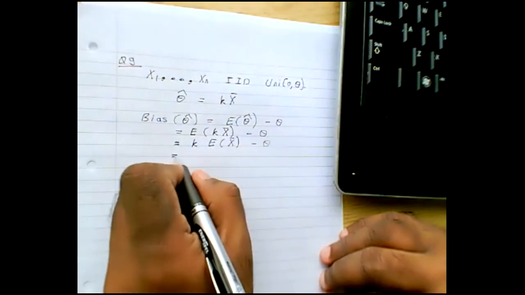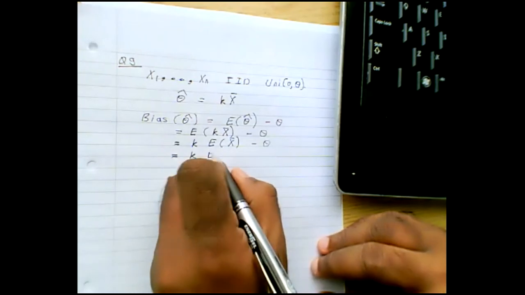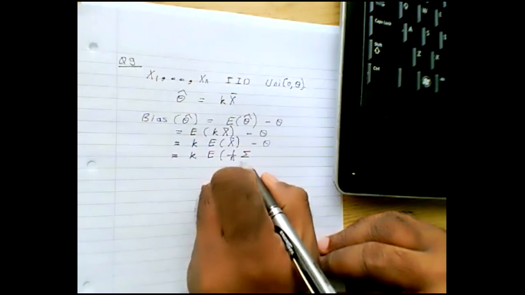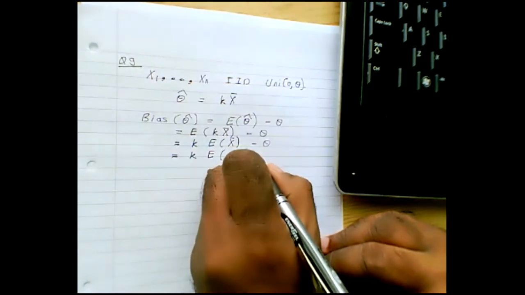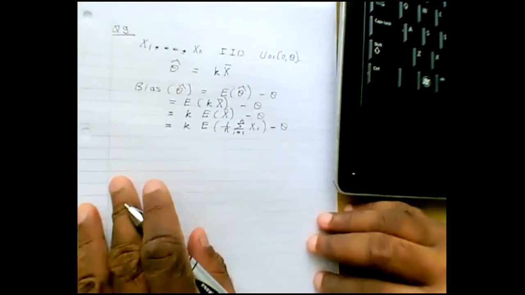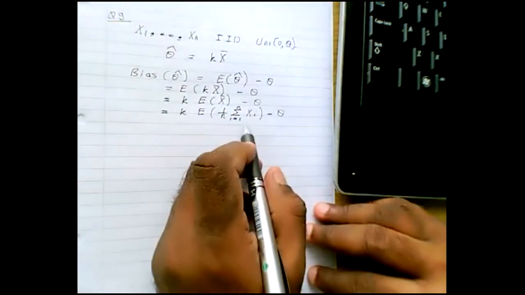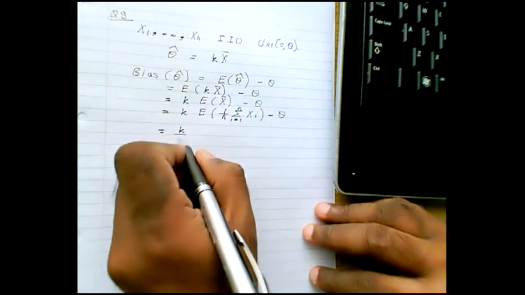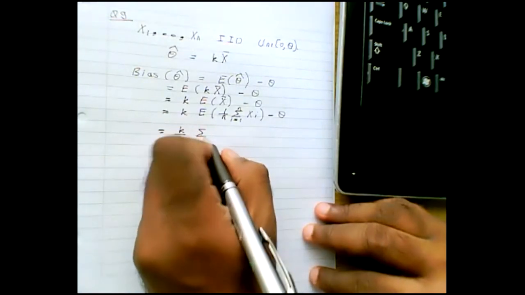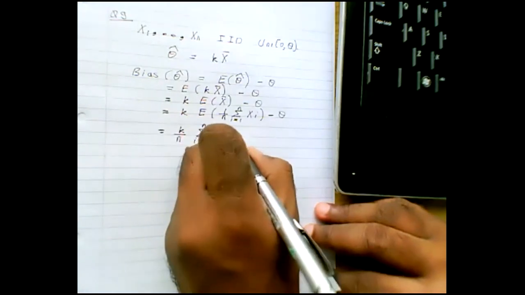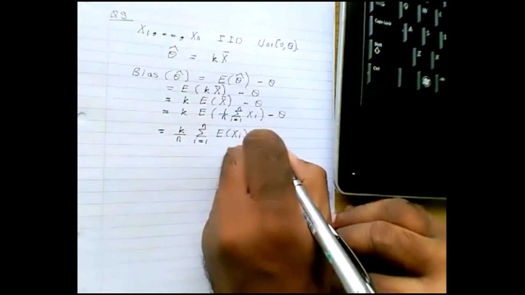Right, so this is k times the expectation of 1 over n times the sum of xi minus theta. Now you should take the expectation inside, you get k over n times the sum of the expectation of xi minus theta.